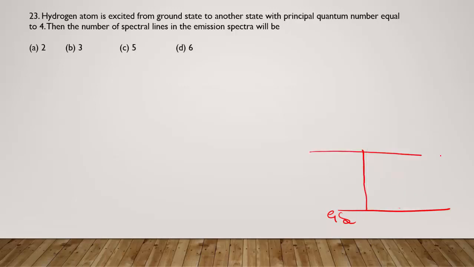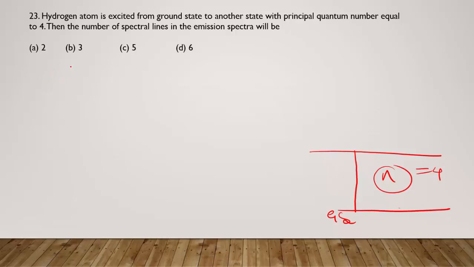Suppose I consider another state with principal quantum number n equal to 4. Then the number of spectral lines in the emission spectra will be the possible number of spectral lines.